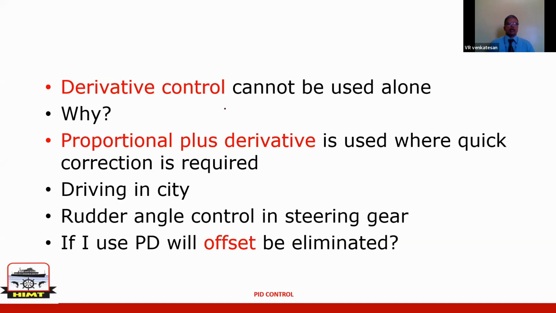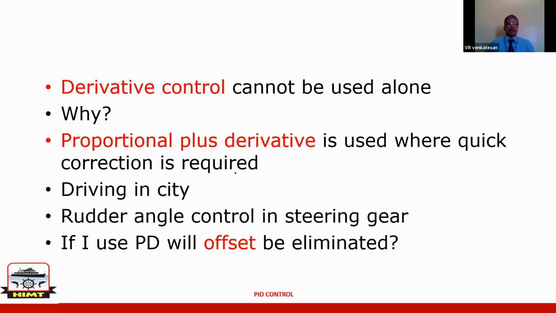Can you have rudder angle control? When you are controlling the position of a rudder, do you require integral control? Yes. Yes, sir, because we have to reduce the offset. No. See, in integral control, if an output has to be maintained even at zero error, only then you require integral control. Error becomes zero, I still need an output. That is when you require integral.